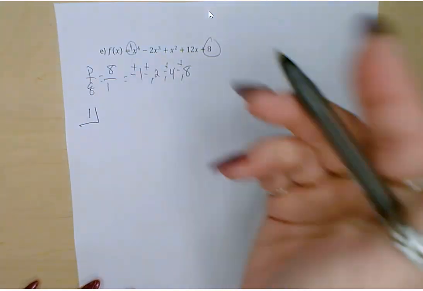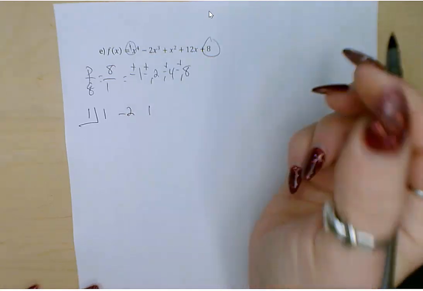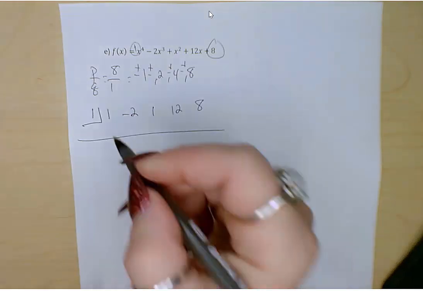Dropping down our coefficients from our polynomial. 1 for x fourth, negative 2 for x cubed, 1 for x squared, 12 for x, and 8 for our constant.